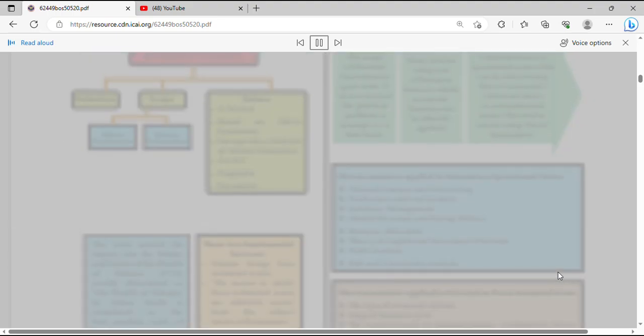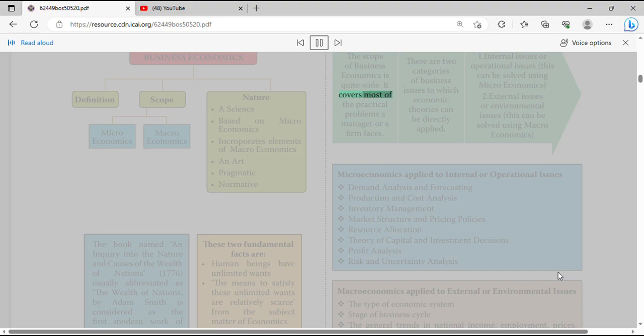The scope of business economics is quite wide. It covers most of the practical problems a manager or a firm faces. There are two categories of business issues to which economic theories can be directly applied. 1. Internal issues or operational issues. This can be solved using microeconomics. 2. External issues or environmental issues. This can be solved using macroeconomics.